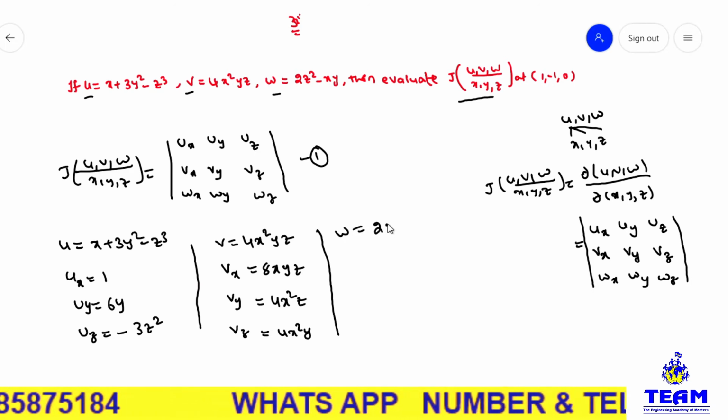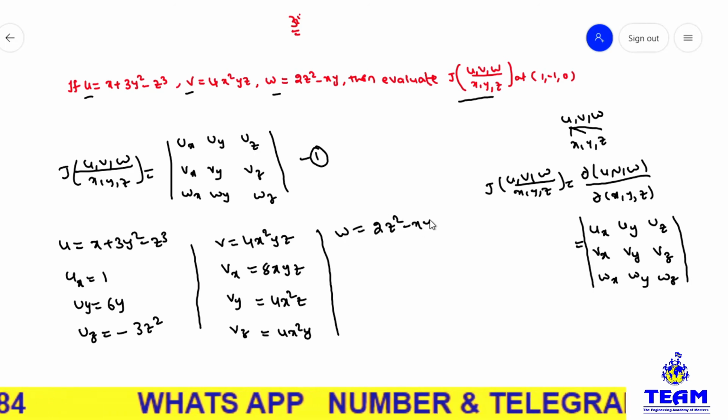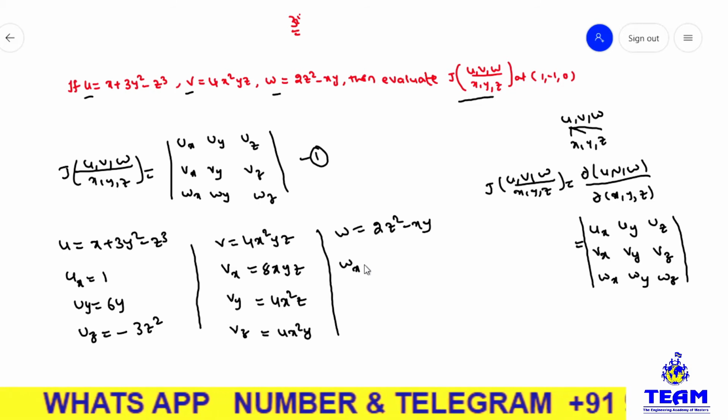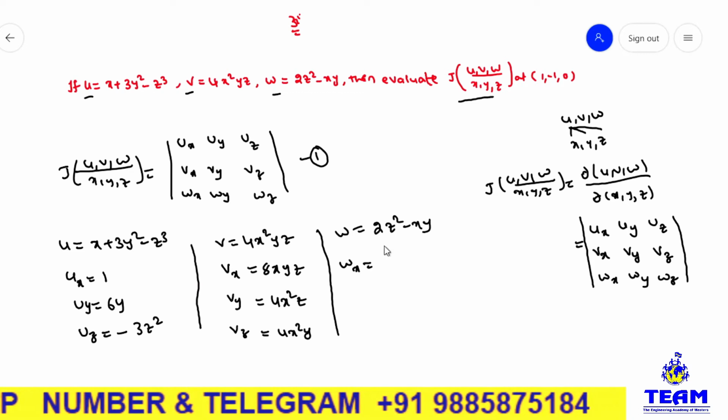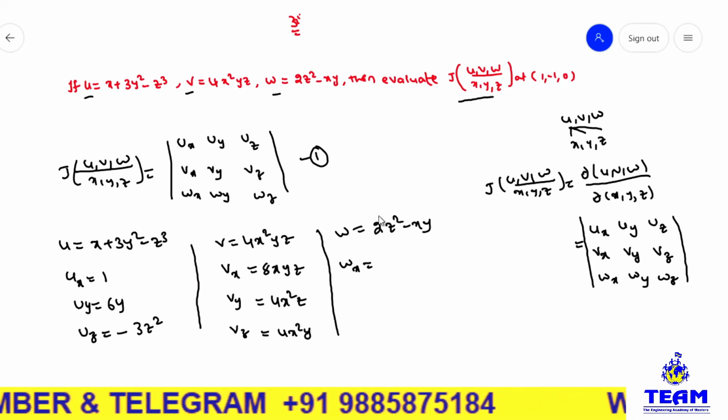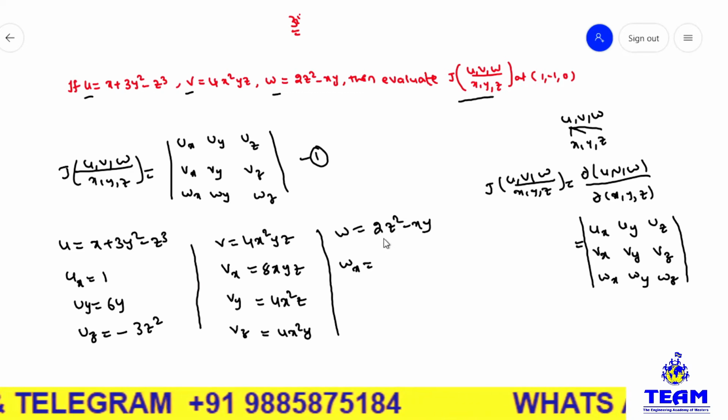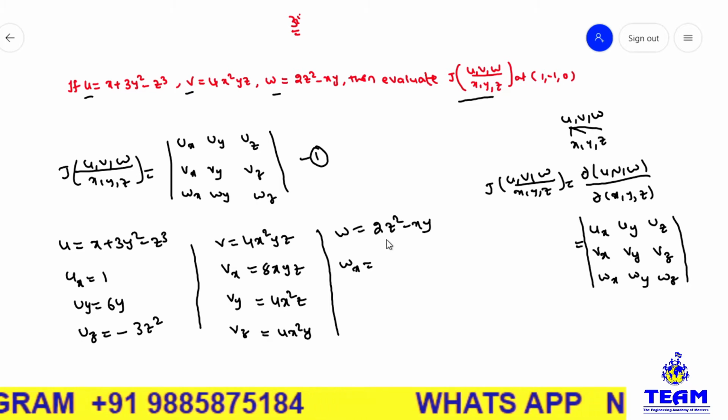W is equal to 2z square minus xy. Now differentiate W with respect to x. With respect to x, there are two terms here. Does the first term contain x or not? No x term, so it is independent of x. So you can say this derivative is 0.